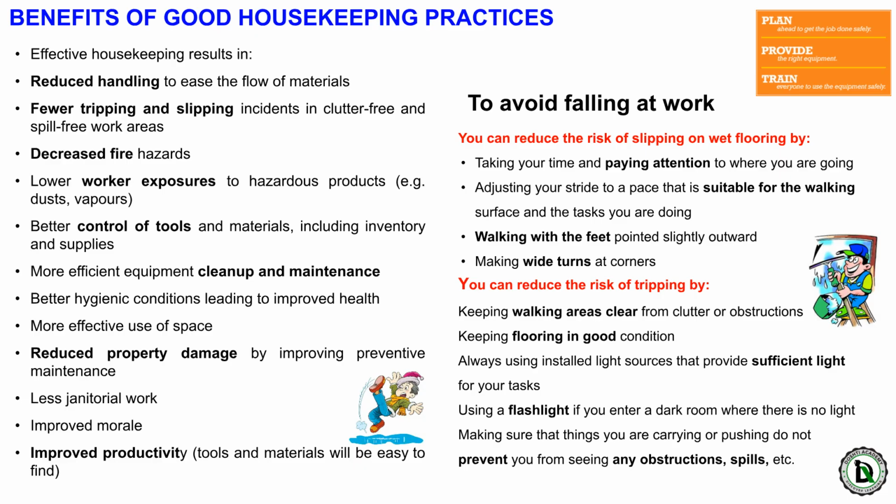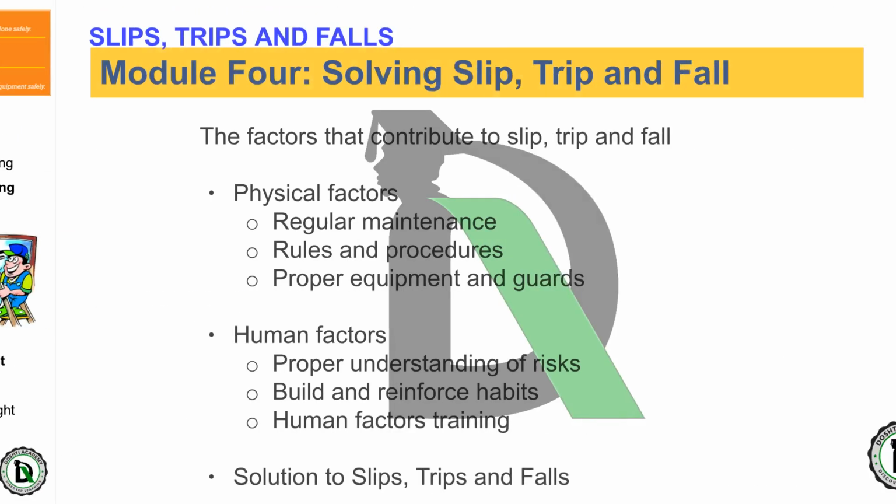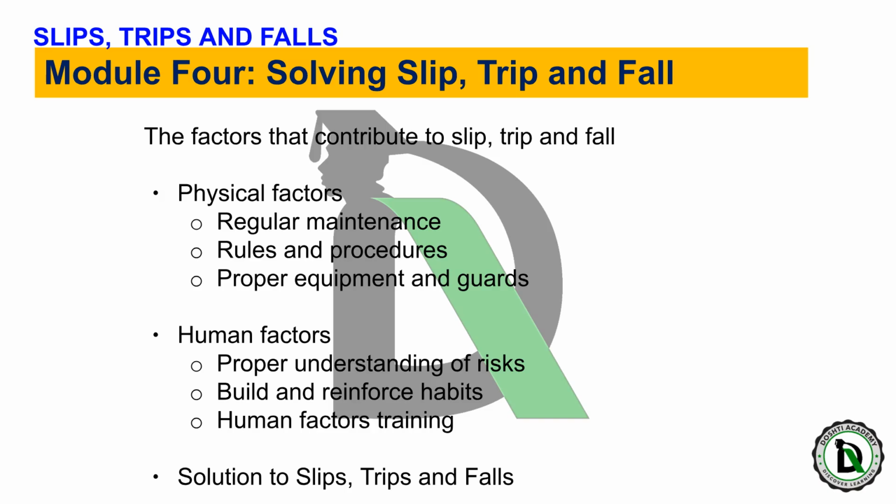To avoid falling at work, focus on safe walking techniques on wet flooring, such as taking your time, adjusting your stride, walking with feet slightly outward, and making wide turns. Reduce tripping risks by keeping areas clear, maintaining flooring, using sufficient lighting, and ensuring carried objects do not obstruct your view. Module 4 focuses on solving slips, trips, and falls. It examines both physical and human factors contributing to incidents and outlines comprehensive solutions.